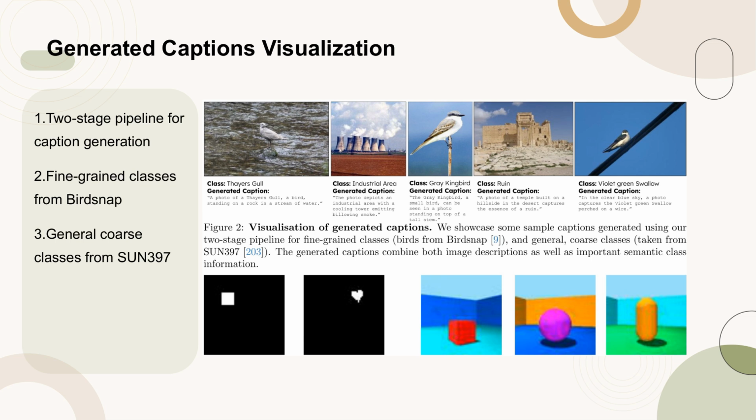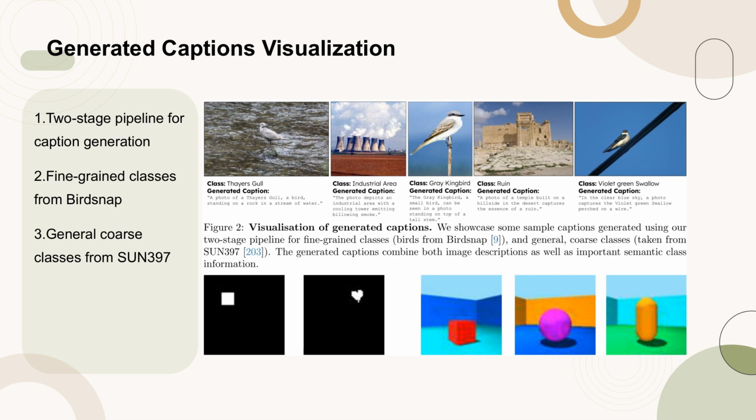Figure 2 illustrates the process of generating captions using a two-stage pipeline. The first stage involves generating general captions for each image using BLIP2, and the second stage merges and aligns these captions with ground truth class names using CapsFusion. This method is demonstrated with fine-grained classes from BirdSnap, such as birds, and general, coarse classes from SUN397. The generated captions not only describe the images but also incorporate important semantic class information, enhancing the alignment between concepts and images.